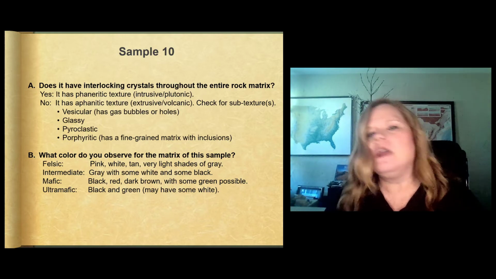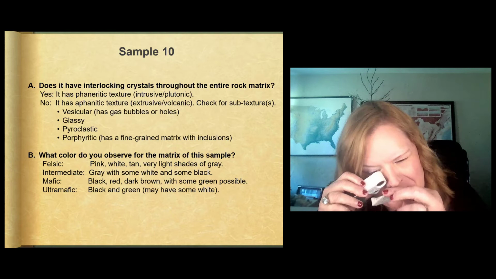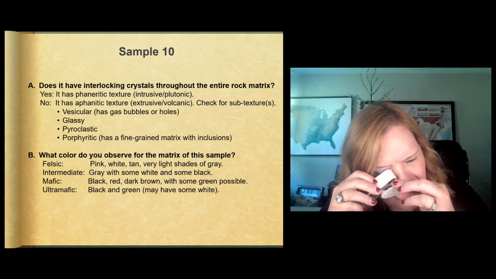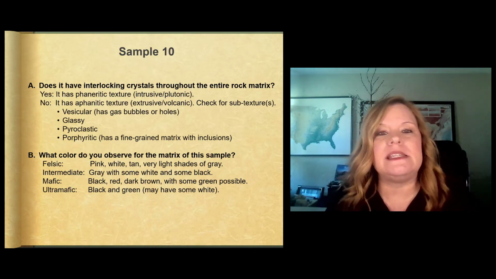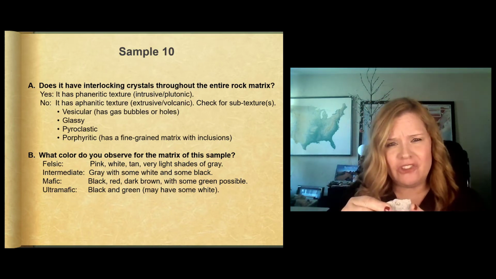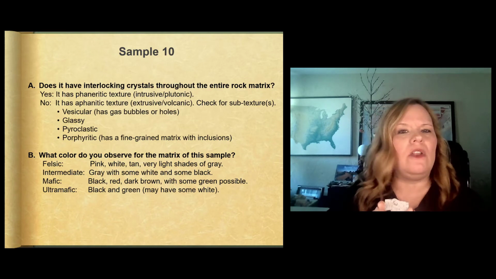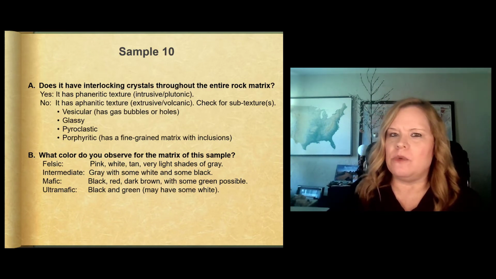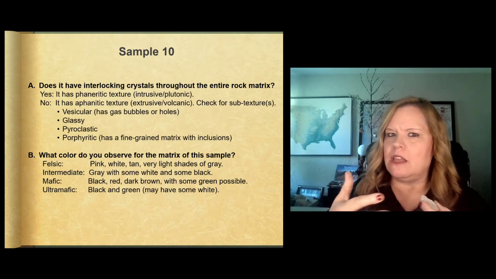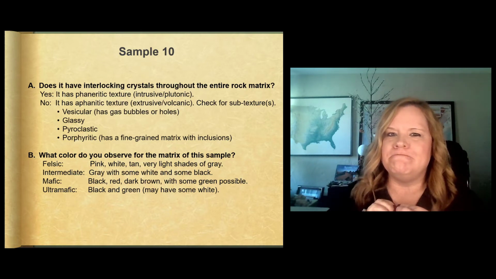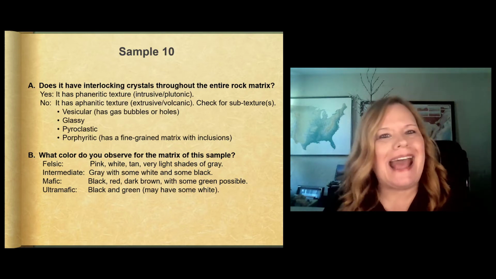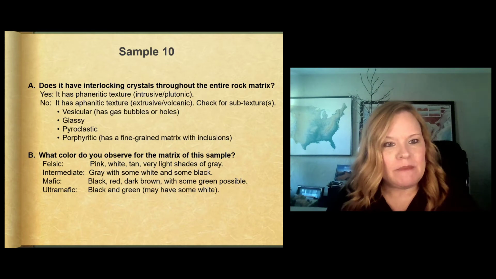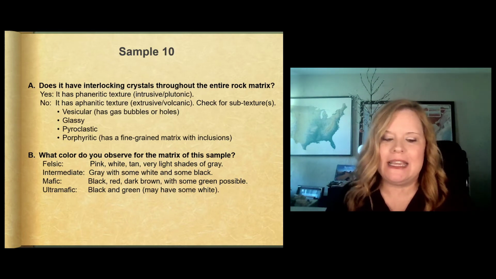All right, this one I'm going to have you get a little light on it. As I get close to it, I do not find interlocking crystals, but what I can clearly see is there's a hodgepodge of stuff that's been welded together. That's a pretty good clue. All right, so it can't be phaneritic. It has to be aphanitic. So the welded part means it's pyroclastic.